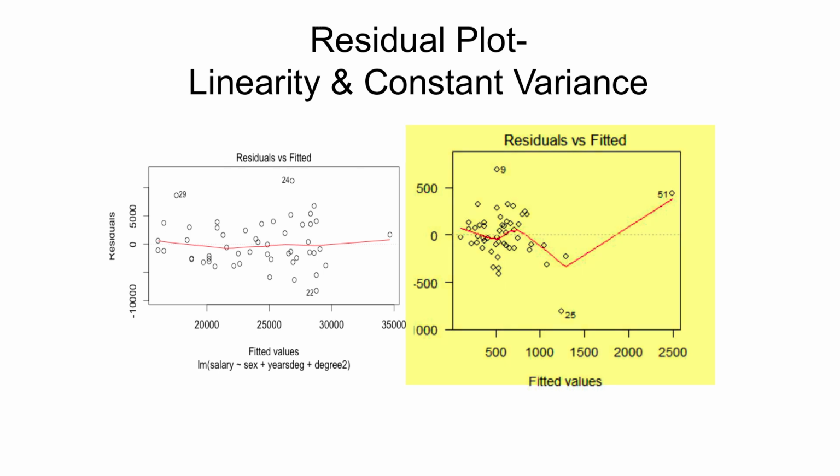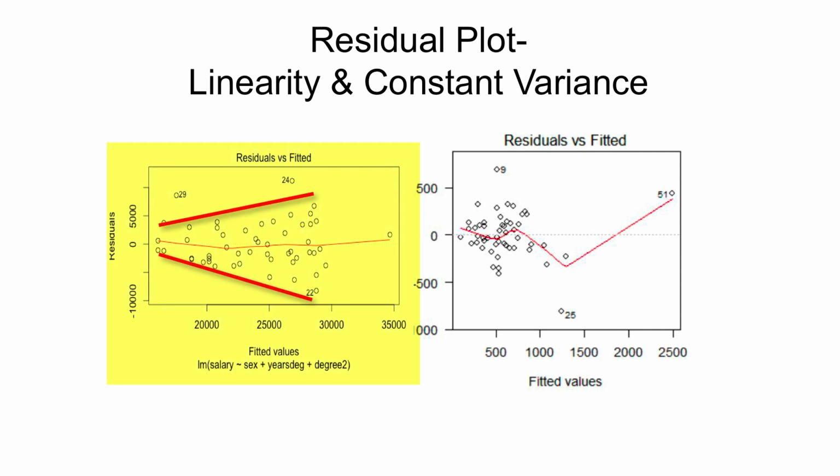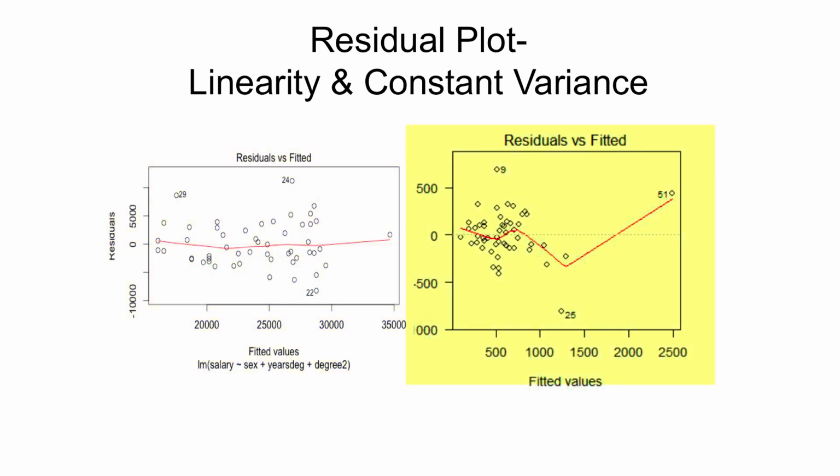The line is not flat. As for constant variance, if there is no pattern to the residuals plotted against the fitted values, this assumption is met. You want the cloud of points to be constant around the line. On the left plot, you can see that the variance seems to increase as salary increases. There's a megaphone pattern.